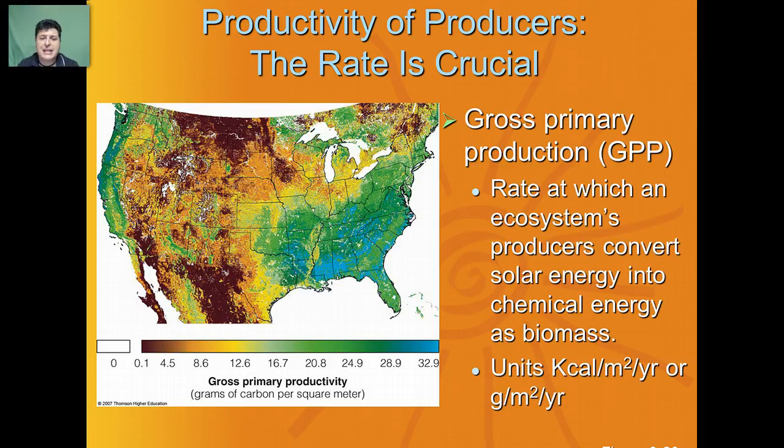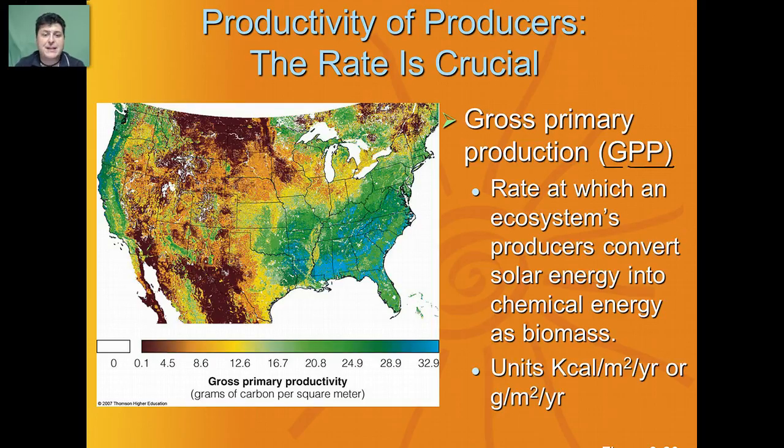Now, the rate at which an ecosystem's producers convert the energy into chemical energy as biomass is called gross primary productivity. It's kind of like when you're receiving a paycheck from your job. All of the money that you earn is going to be your gross earnings. So gross primary productivity is all of the production that's happening by that particular ecosystem's producers.